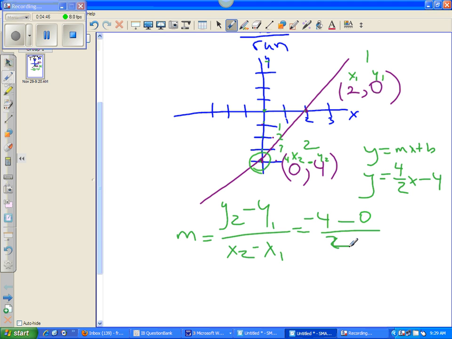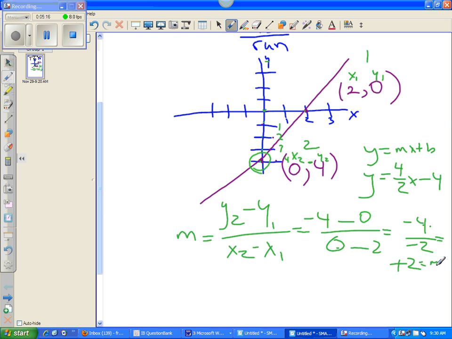Is 2 minus the x1, which is, oh, there I go, I'm confused again. It's x2 is equal to 0 minus 2. Negative 4 minus 0 is a negative 4 divided by a negative 2. A negative divided by a negative gives me a positive, so my 4 divided by 2 is positive 2. That should be my slope, m.